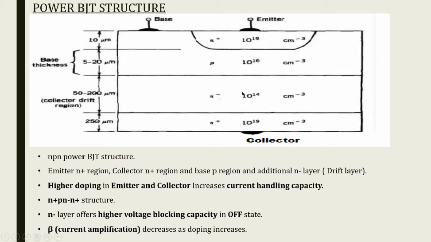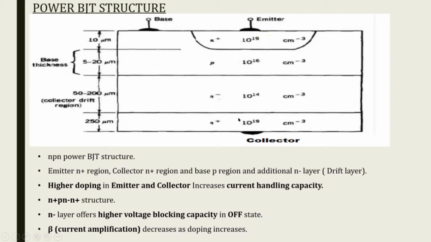Okay, moderately lightly doped you can see 10 raised to 14, then moderately doped 10 raised to 16, then heavily doped again 10 raised to 19. So these are the widths given for each doping region. And also you can see here the emitter is connected to a highly doped N region, the base is connected to a moderately doped P region, and the collector is connected to a highly doped N plus region.